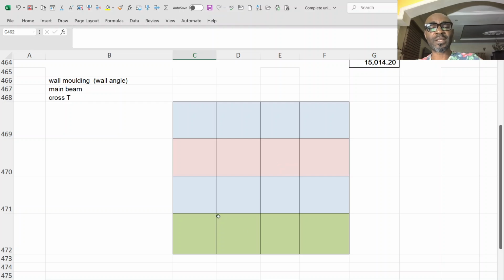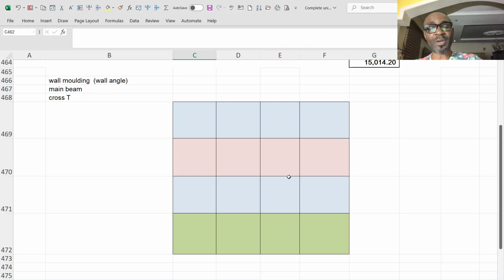Then in between the beams and the next beam, which is at 1.2, what you are going to use to fill in this place is a 1.2 cross T and a 600 cross T. The 1.2 cross T will run from this beam to this beam, which is this one. Then you have a 600 cross T that you place on top of the wall angle and link to this cross T. You clip it to the cross T.